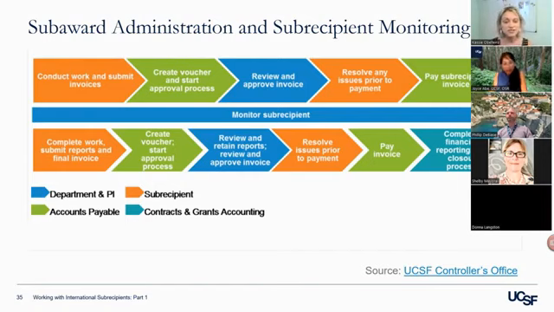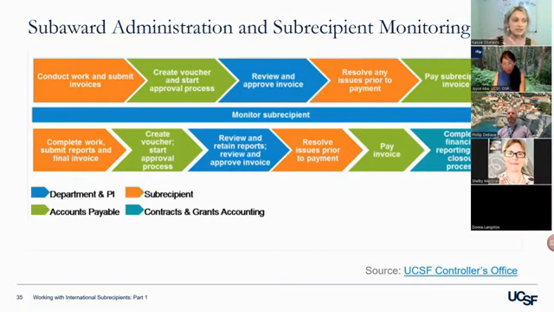So you can see that the subrecipient is conducting the work and submitting their invoices. Accounts payable is creating the vouchers and starting the approval process. The department and the PI are monitoring the subrecipient throughout this whole time and reviewing and approving invoices. The subrecipient resolves any issues prior to payment, and accounts payable pays the subrecipient. That is that kind of top bar. And again, the department and the PI are doing this monitoring throughout the whole process.